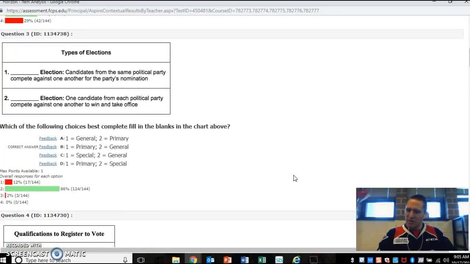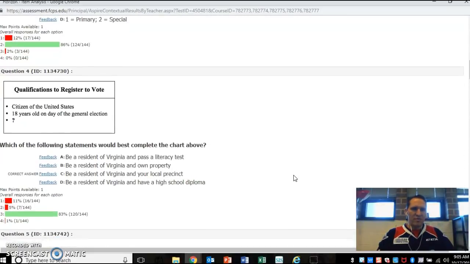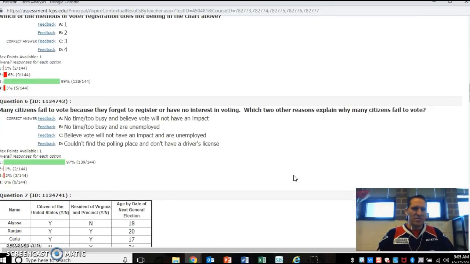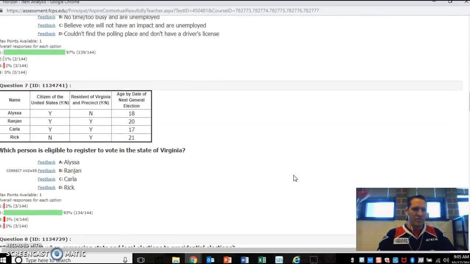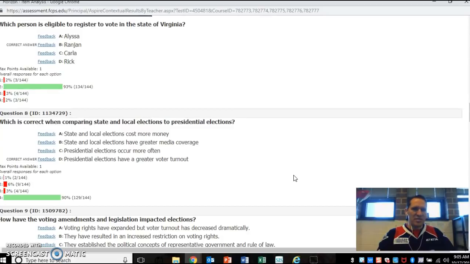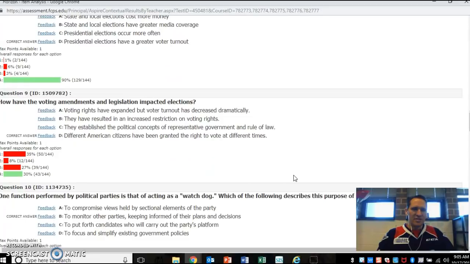All right, so let's go down to number 3. Most of you did pretty well. Same thing with number 4. 89% got number 5, and number 6 was at 97%. It was a really good answer there. Number 7, a couple of you got tripped up, but number 7 was pretty good. And number 8, presidential elections have the greatest voter turnout. You guys did well. Number 9, did not do very well there. So 30% got this one right.